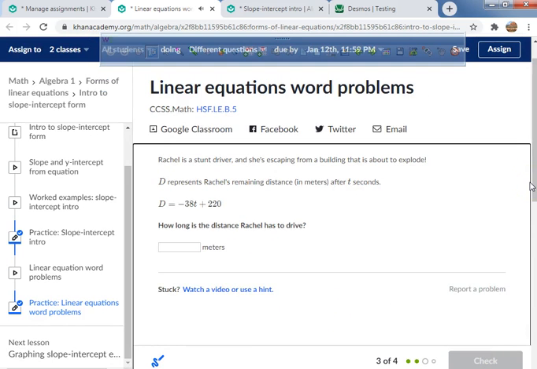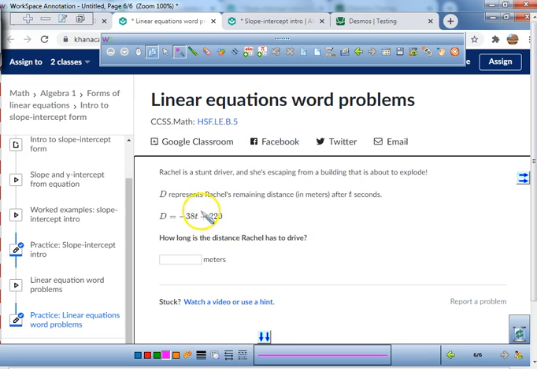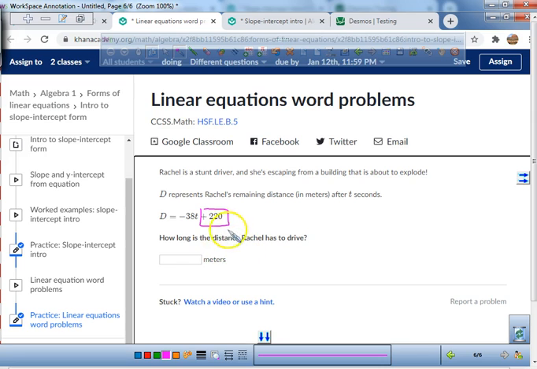Rachel is a stunt driver and she's escaping from a building that is about to explode. Let D represent the remaining distance after T seconds. It looks like she's got to travel a total of 220 meters, but she's traveling at 38 meters per second. How long is the distance? Right there, that's the distance. That's how long she has to drive, 220 meters.